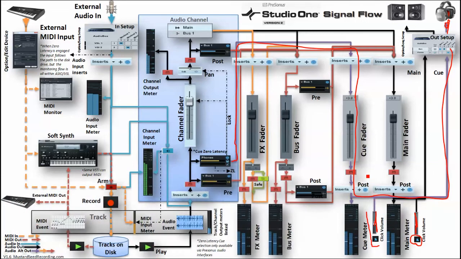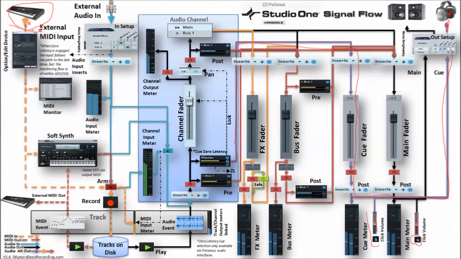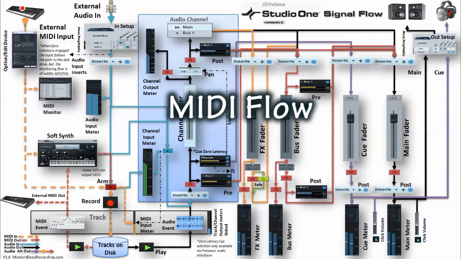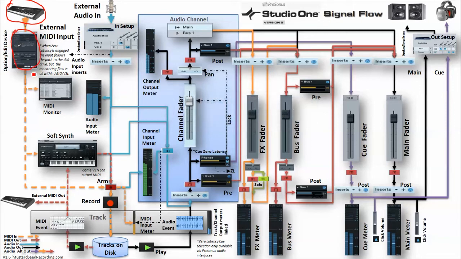I think that pretty much wraps it up from the basic audio flow. So now let's go ahead and talk about the MIDI flow. MIDI comes in to the system through your external device, such as your keyboard, and it begins by selecting Options, Edit Device, under your Studio One menu. You bring up your studio device.